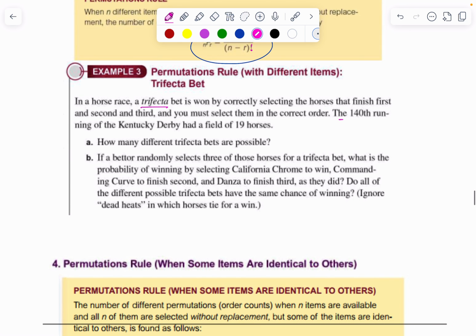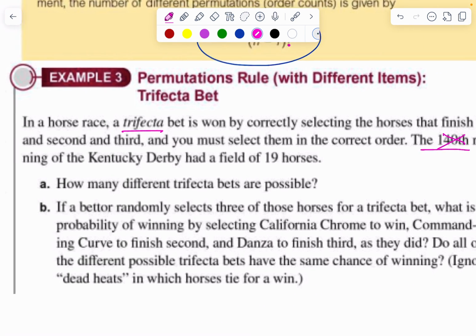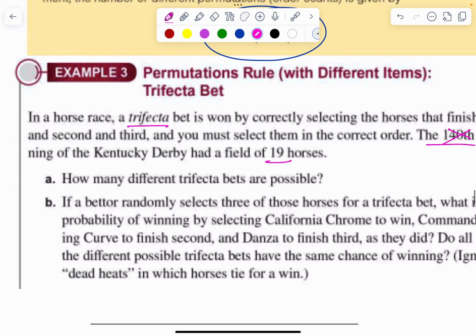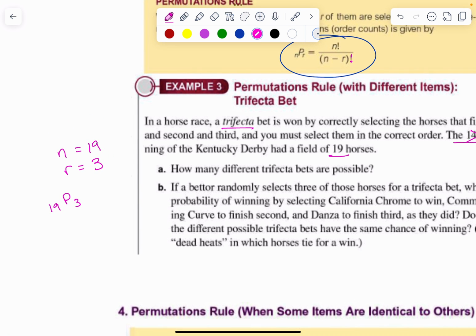Okay, the 140th. They're trying to confuse you with numbers. 140 means nothing in this case. That's a number that means nothing. Okay, there are 19 horses. That's important though. What is 19? N. That's the total number. All right, R is going to be the number that I'm choosing, which is 3. And does the order matter? Yes, 19P3. How many different trifecta bets are there?